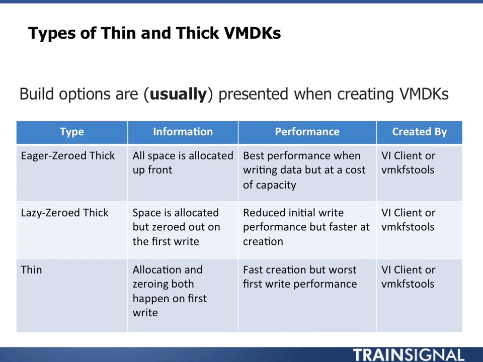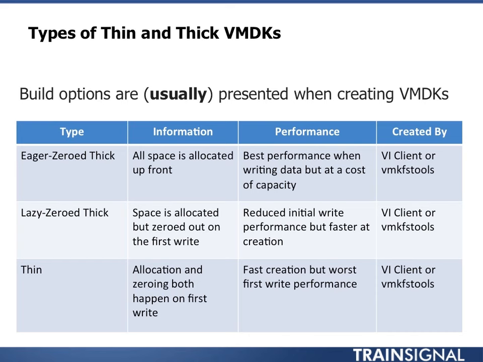It's the fastest at creation time, but worst for first write performance. There is some overhead when you start to write new data because it has to zero it out and then write the data. And you can create all these using the VI client or VMFS tools. There's lazy zeroed thick, where space is allocated, but zeroed out on the first write. So if you do a 100 gig VMDK, it actually allocates that space as being used, but it doesn't actually zero it out until the first write. Again, the idea is it makes the initial creation faster, but with reduced initial write performance.